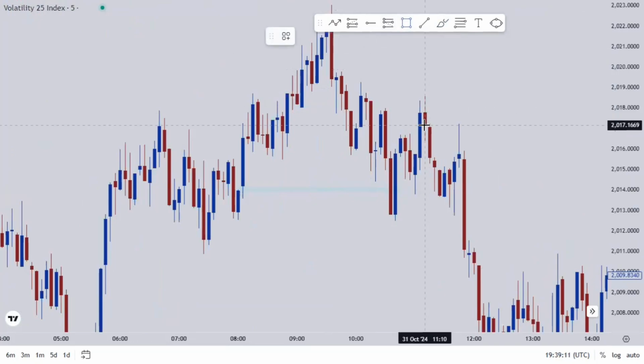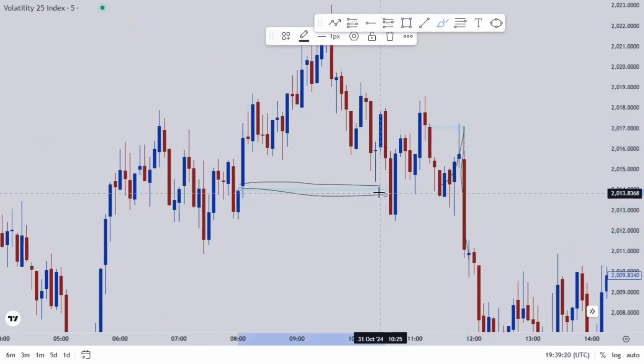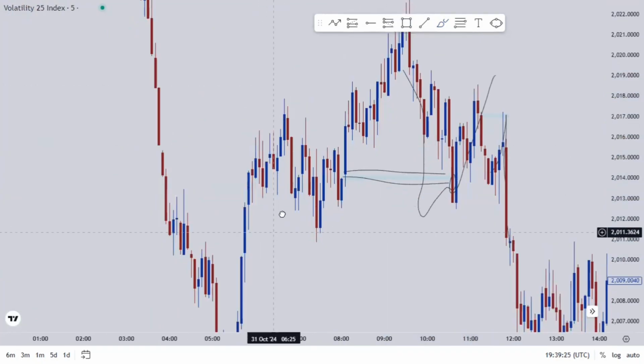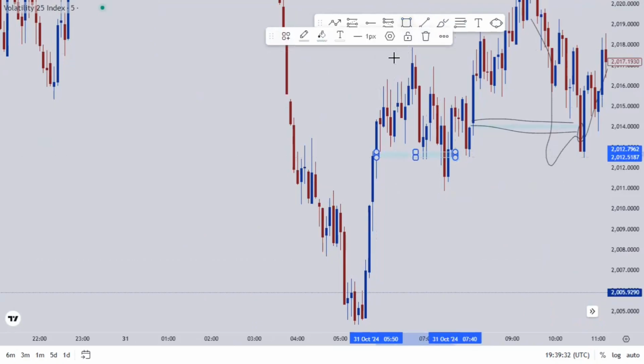You can see this is another volume imbalance. Price returns back here, refills it, and continues. This is another volume imbalance. You can see how price returned, had a reaction, and continued. They are everywhere. This is another volume imbalance. Price refilled it and continued.